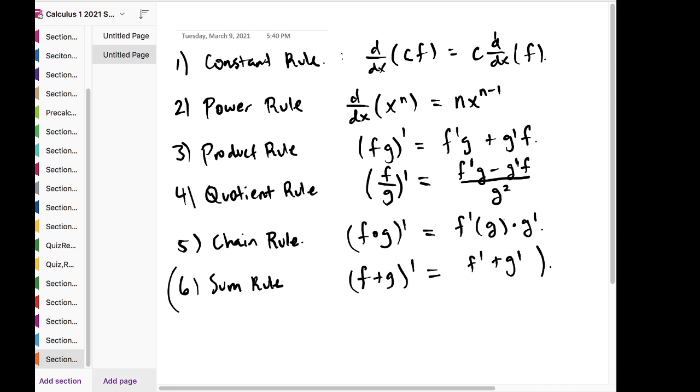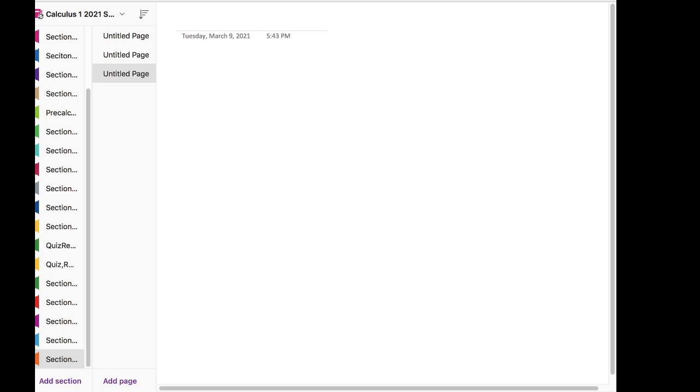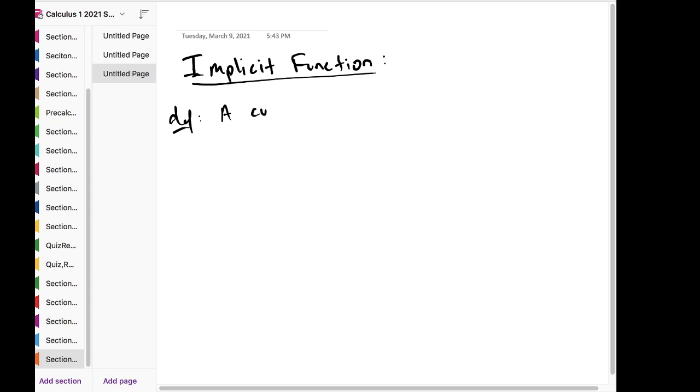Okay, so today we're going to focus on something called implicit differentiation. But first, let's think about what an implicit function is. So first, let's think of a good definition. A curve is differentiable if there exist tangent lines at every point.